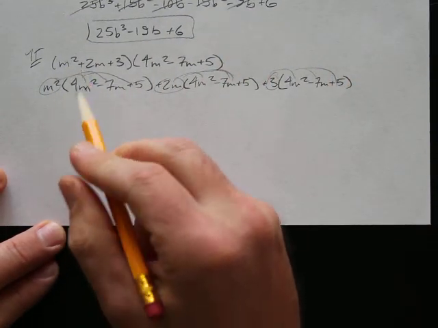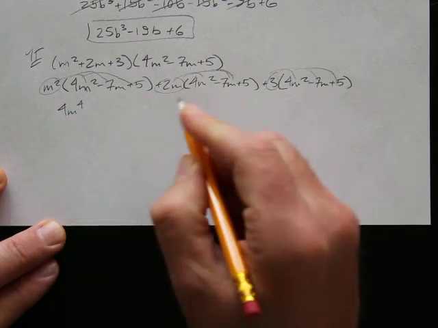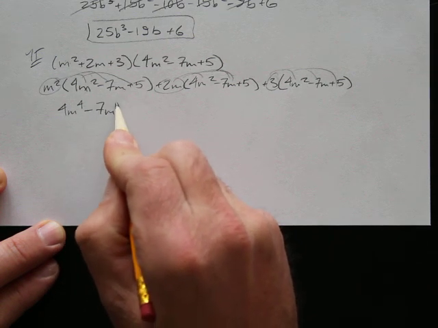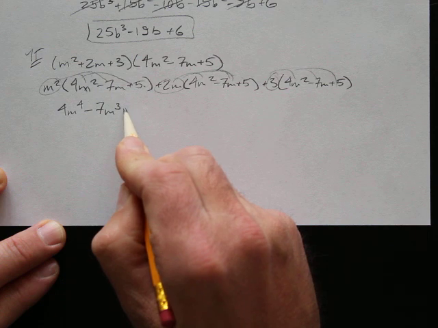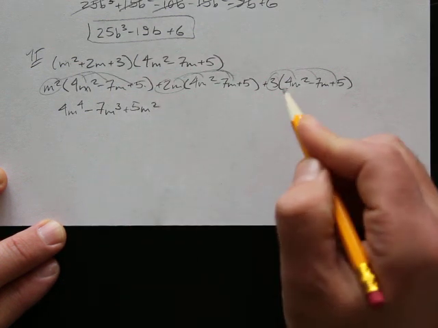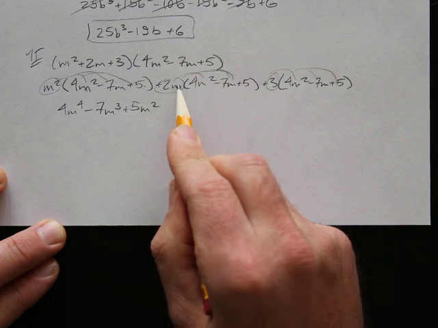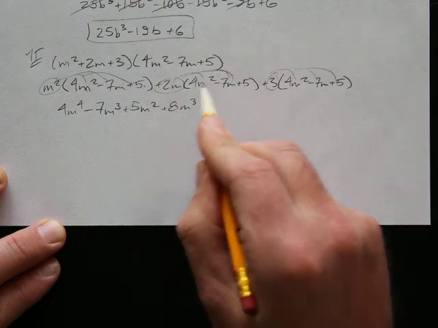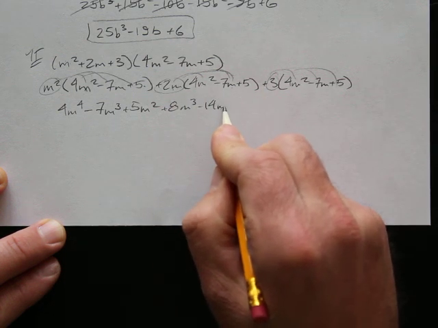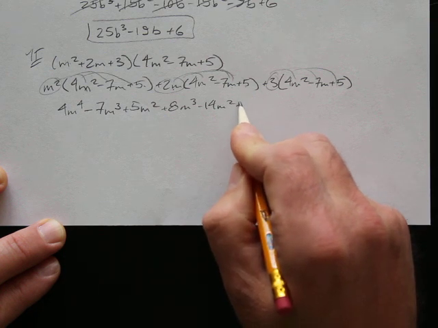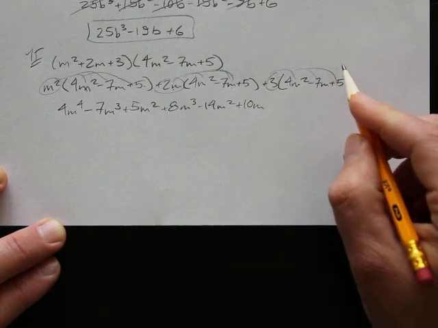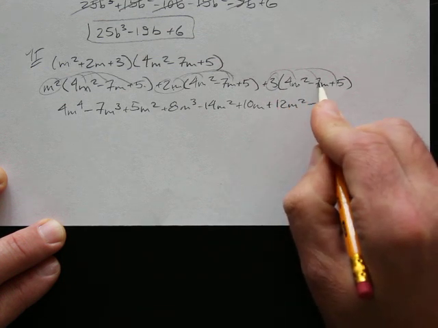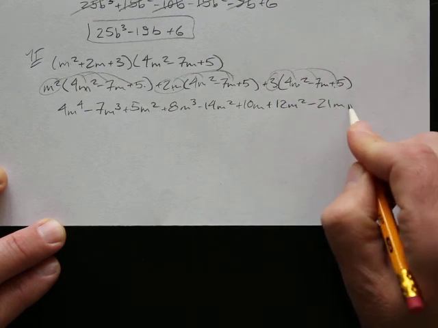M squared times 4m squared is 4m to the 4th power. M squared times negative 7m is negative 7m cubed. M squared times 5 is positive 5m squared. All right, that one looks good. 2m times 4m squared is positive 8m cubed. 2m times negative 7m is negative 14m squared. 2m times 5 is positive 10m. 3 times 4m squared is 12m squared, 3 times negative 7m is negative 21m, plus 15.